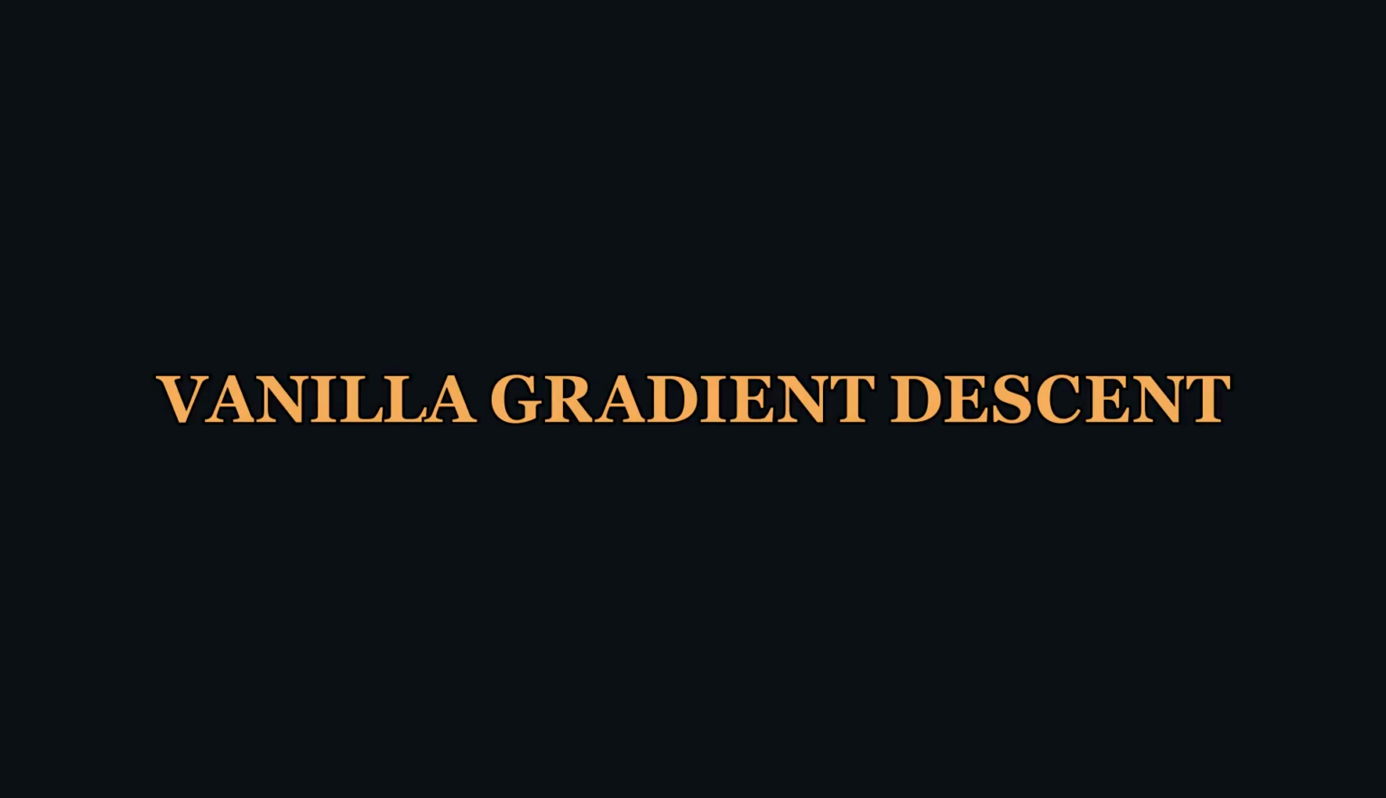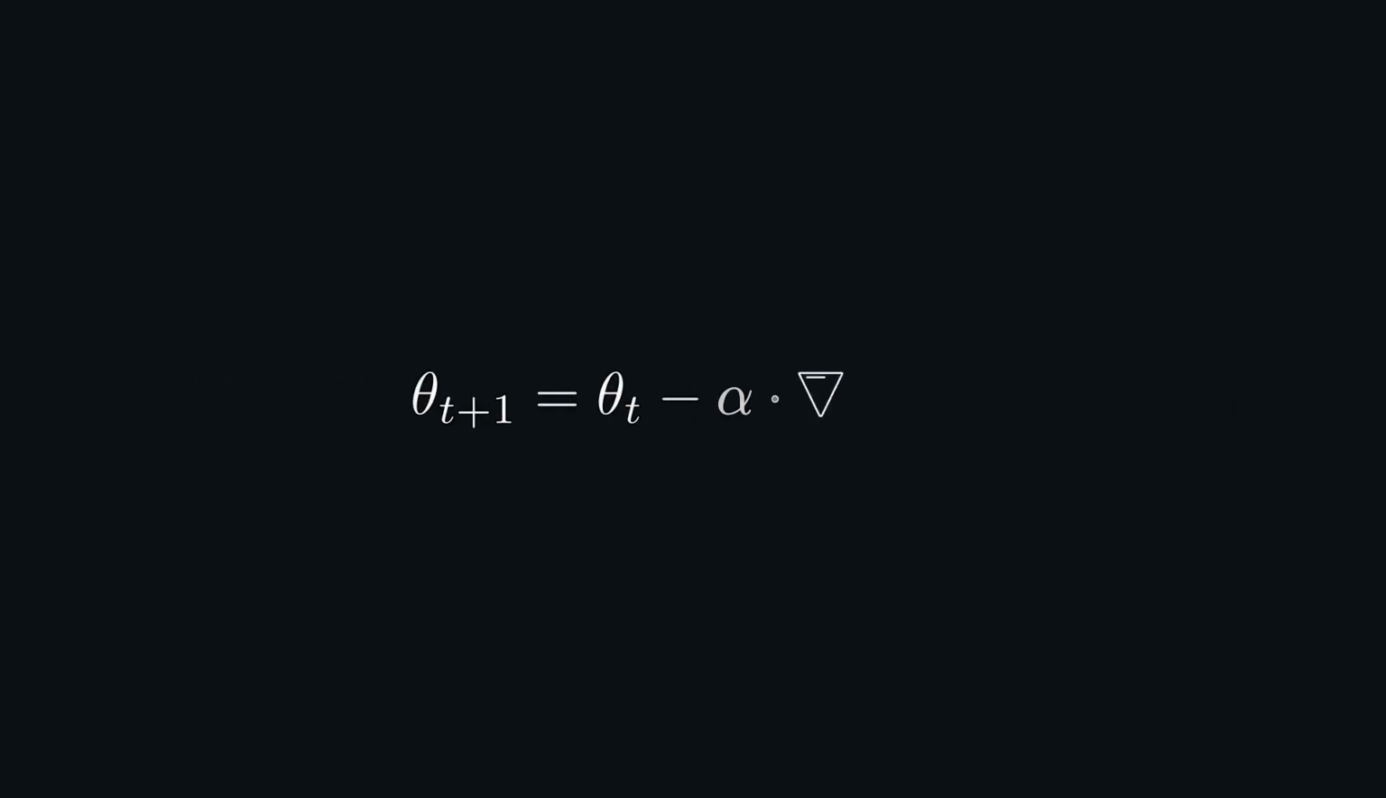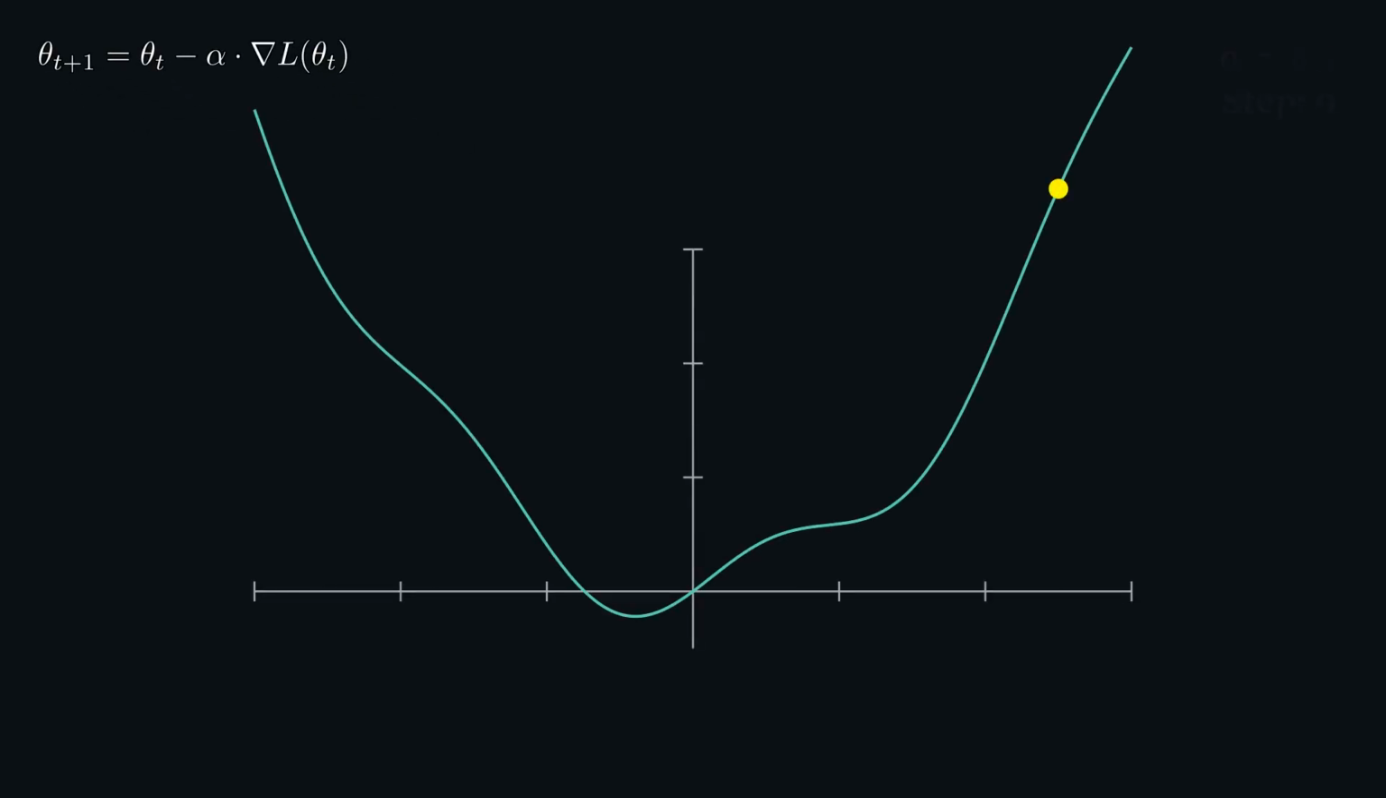Now we have everything we need. We know where we are, our current parameter values. We know which direction is downhill, the negative gradient. So the update rule is elegant in its simplicity. In plain English, take your current position, compute the gradient, take a step in the opposite direction, repeat. That alpha, the Greek letter alpha, is the learning rate. It controls how big each step is. We'll explore it in detail shortly. Let's watch gradient descent in action.